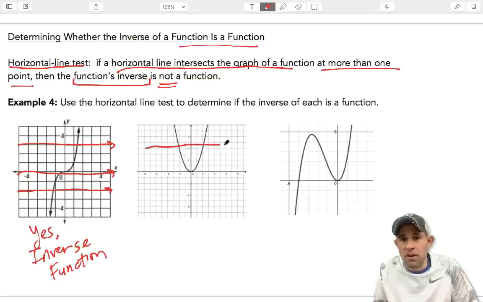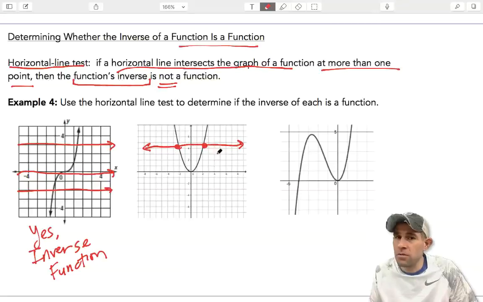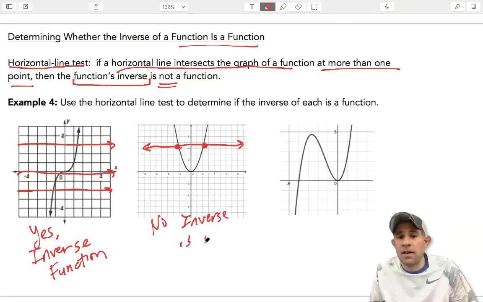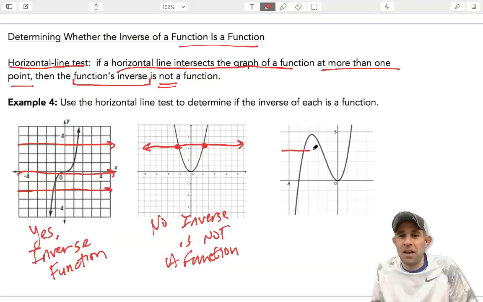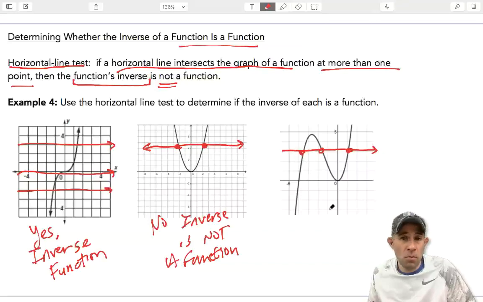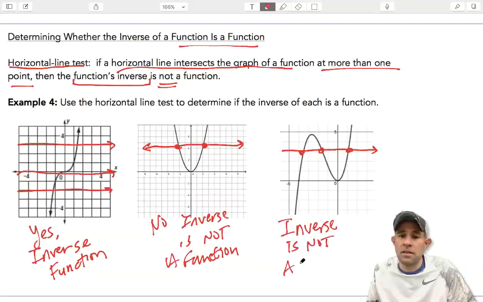Here is the graph of the squaring function. We draw a horizontal line. You'll see that it passes through that square function in 2 points. So we say, no, the inverse is not a function. All right, that's terrible spelling, but you get the idea. Same thing for the next one. Any horizontal line we pass through here looks like it's going to touch this graph in more than one point. So we have to say the inverse of this function is not a function.